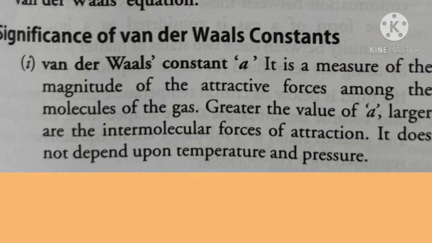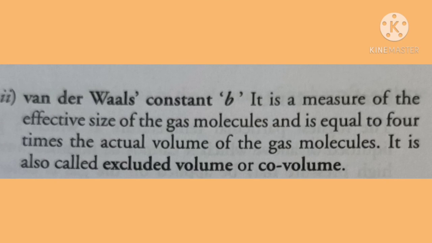Now the significance of van der Waals constants. Van der Waals constant a is the measure of the magnitude of attractive forces among the molecules of the gas. Greater the value of a, larger are the intermolecular forces of attraction. It does not depend upon temperature and pressure. Second, van der Waals constant b is the measure of the effective size of the gas molecules and is equal to 4 times the actual volume of the gas molecules. It is called excluded volume or co-volume.